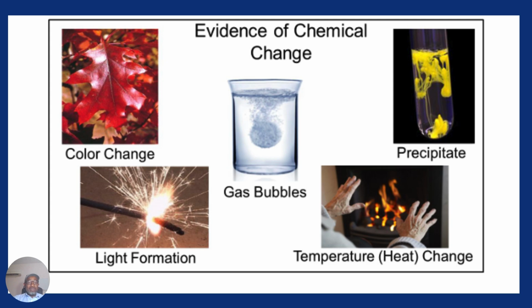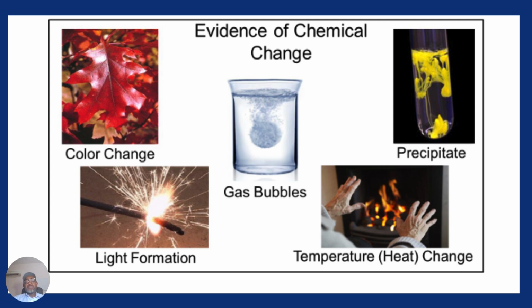When there's a light, maybe there's a spark like this and there's a light formation, know that a chemical change has taken place. When there's a temperature change, maybe the temperature suddenly increases after you add the two chemicals together, then there is smoke or an increase in temperature. The container becomes very, very hot. Know that that is a chemical change.